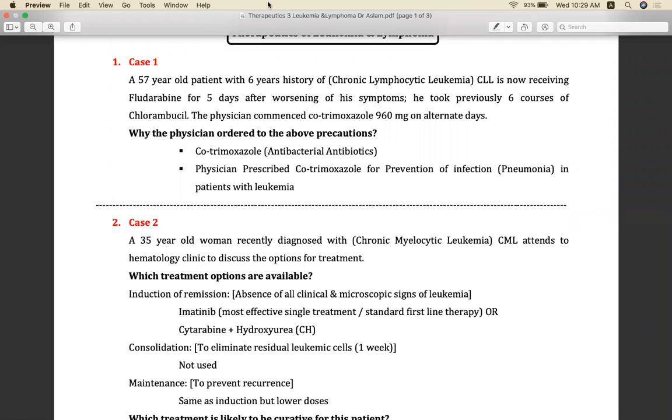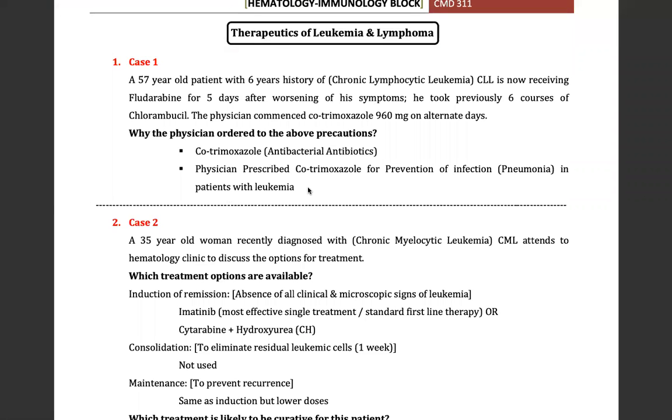For precaution, to prevent infections, the physician or doctor prescribes antibacterial medication, although the antibacterial medication is not a drug to treat the leukemia, but to prevent infections. We can say opportunistic infections may occur when the patient has leukemia or lymphoma.